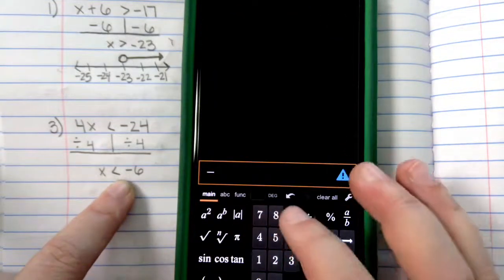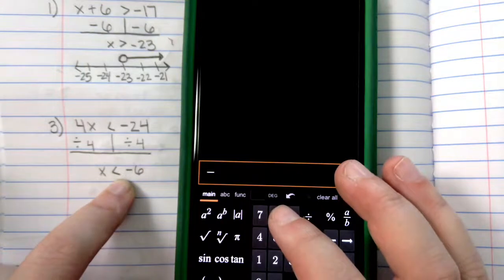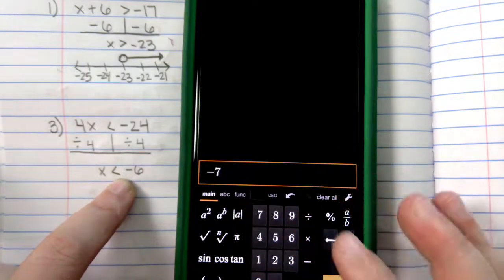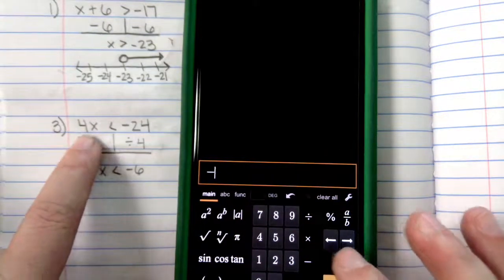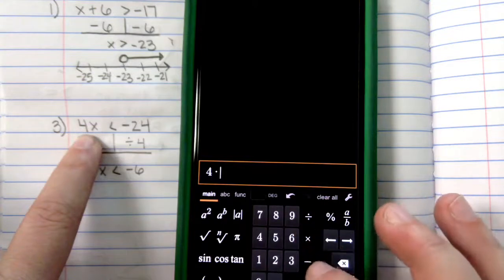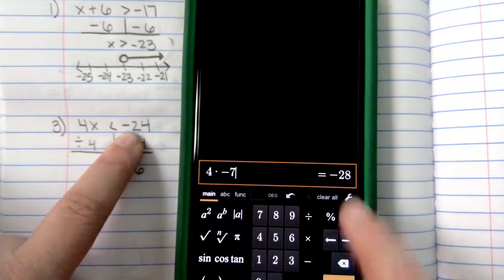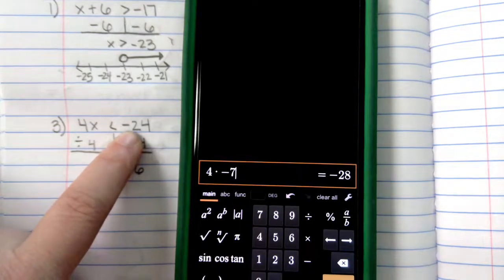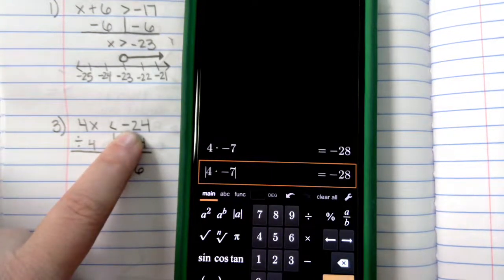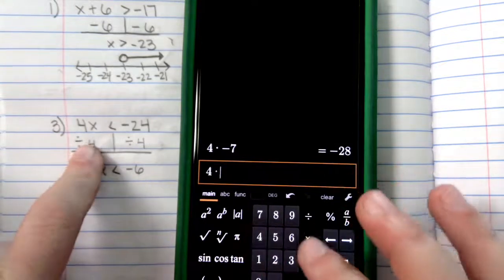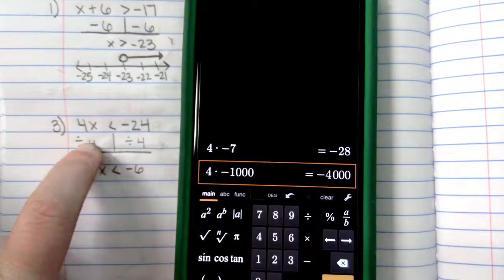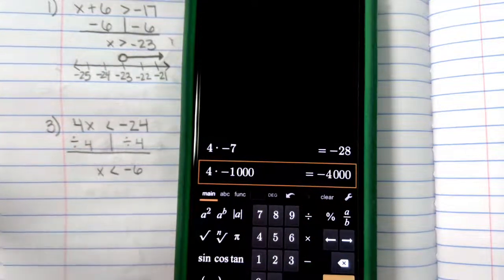So 4 times negative 7. Does that give me a number less than negative 24? Is negative 28 less than negative 24? Yep, it's smaller. Okay, what about negative 1,000? I get negative 4,000. Is negative 4,000 less than negative 24? Yes, so it works. So let's graph that real quick.